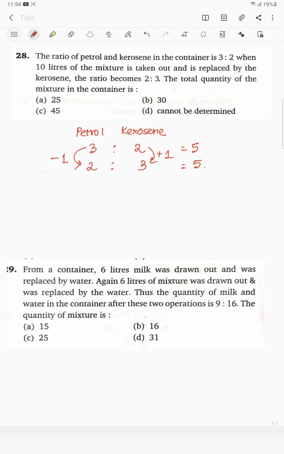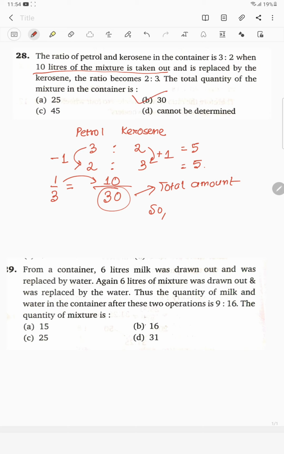So what I've told, that 1 by 3 is the replacement ratio. Here 1 we have to equate with 10, because 10 liters of the mixture is taken out. So 10 is the replacement amount, so 30 is the total amount. The answer is 30.